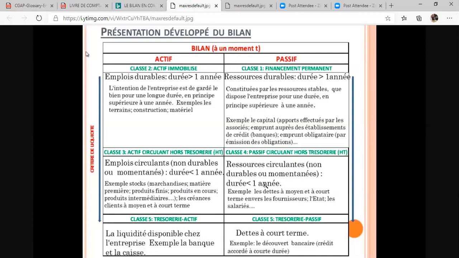And lastly, we have class 5, which is the Treasury passive. So these are also debts, but really small debts. If you notice something, the passive is only filled up with debts. So it just matters in how easy they are to pay back. The last one reads les dettes à court terme. So they're really, really small debts. So that summarizes it for the Bilan. If there are any questions, any concerns, s'il vous plaît, les poser.